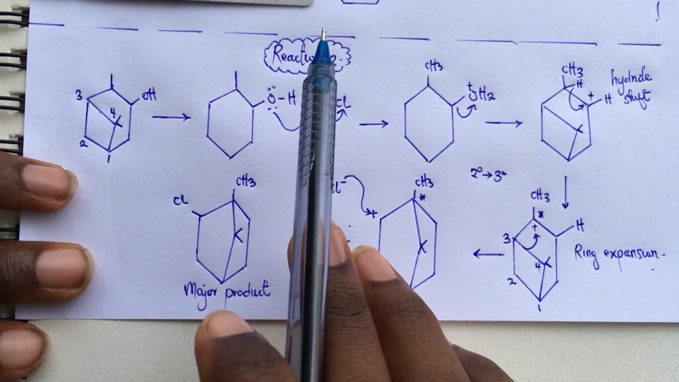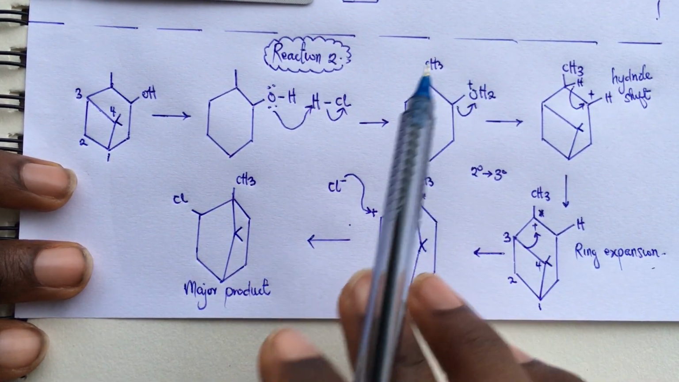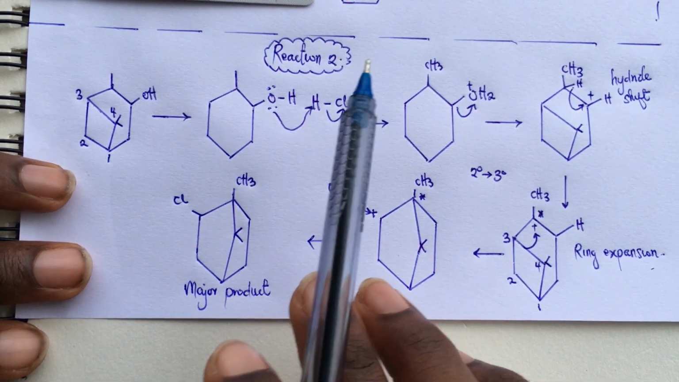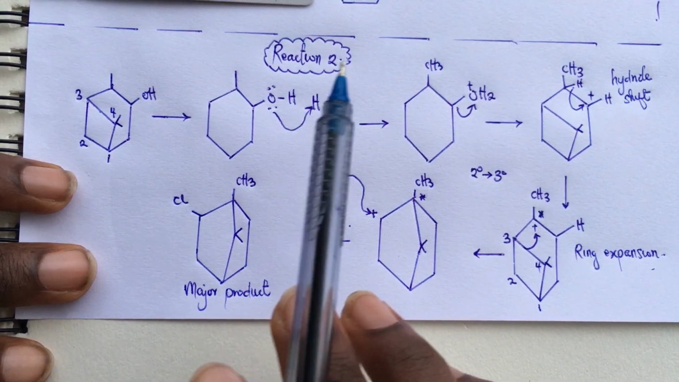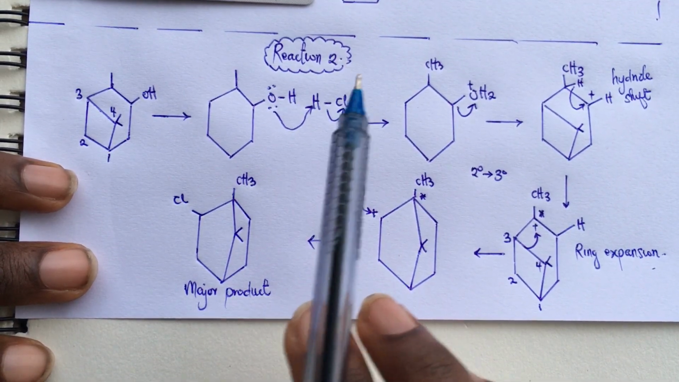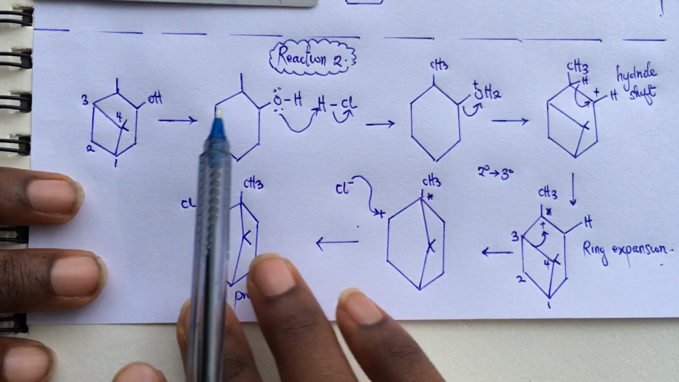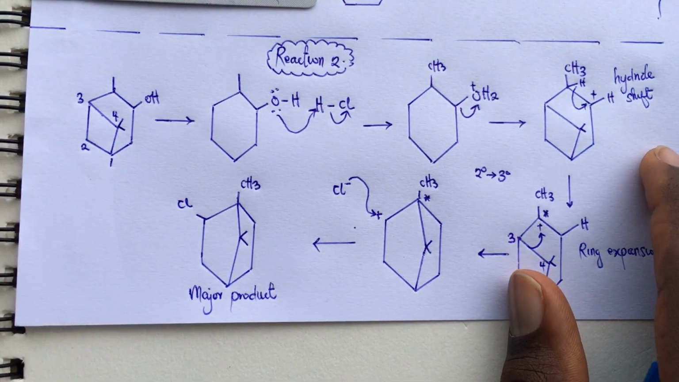And Wagner rearrangement, the driving force, it is being driven by most stable carbocation as well as the most stable compound with a less ring strain. So that brings us to the end of reaction 2. Now let's move on to reaction 3.